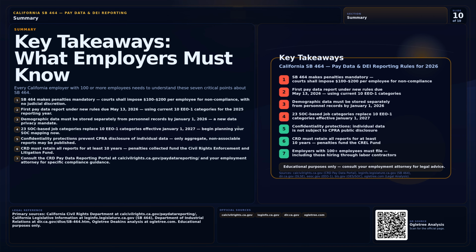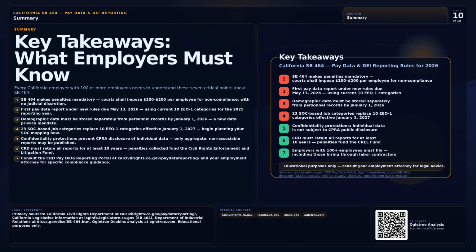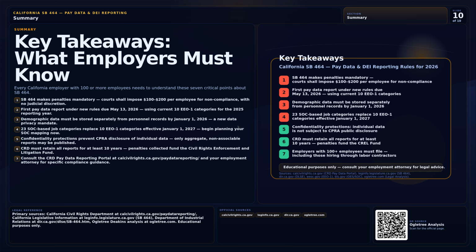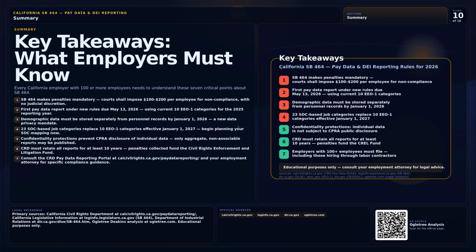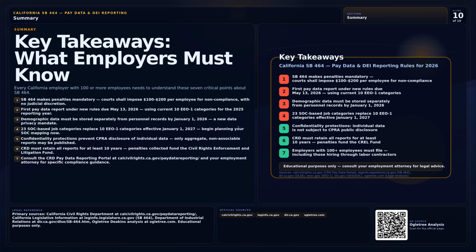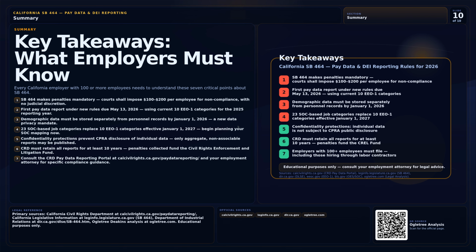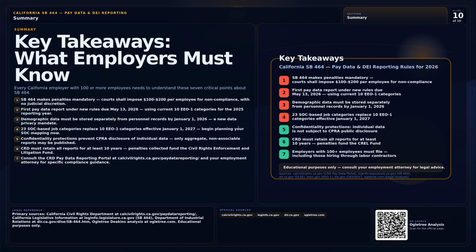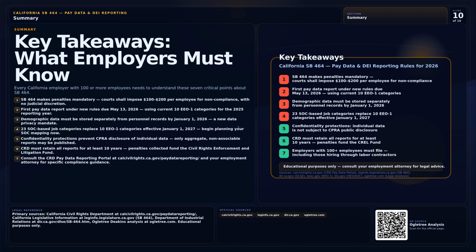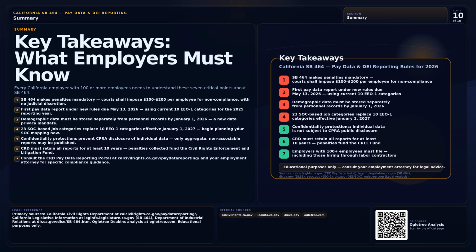Number 5. Confidentiality protections prevent CPRA disclosure of individual data. Only aggregate non-associable reports may be published by the CRD. Number 6. The CRD must retain all reports for at least 10 years, and penalties collected fund the Civil Rights Enforcement and Litigation Fund. And number 7. Consult the CRD Pay Data Reporting portal at calcivilrights.ca.gov/paydatareporting and your employment attorney for specific compliance guidance tailored to your organization.